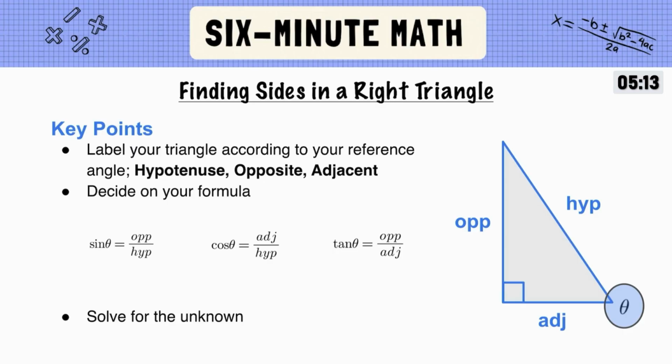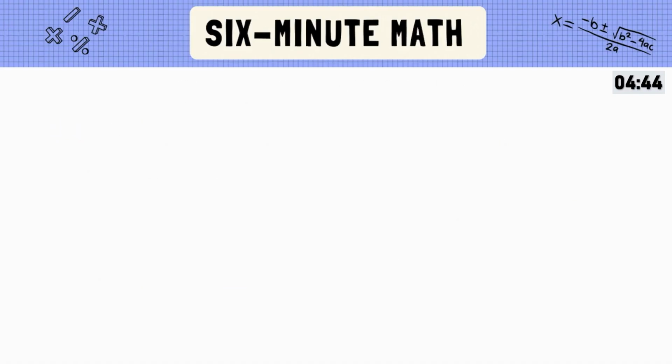Then we're going to decide on our formula. In each of these situations, we are going to know 2 of the 3 items. We are going to know our angle and 1 of the sides. A helpful mnemonic device to remember our trig functions is SOH CAH TOA. And then lastly, we're going to solve for that unknown. So let's check out some examples here.